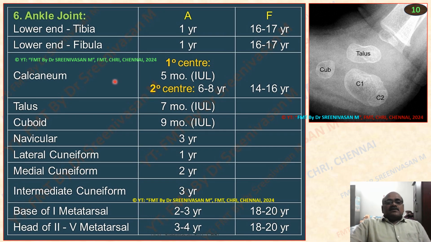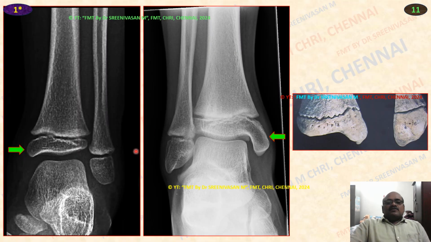So with this, I want to tell here, generally all the tarsal bones are formed by the primary ossification center, which usually appears in the intrauterine life. These navicular and cuneiforms appear after birth. So this is an exception to the general rule. So with this, we move on to see this age estimation.